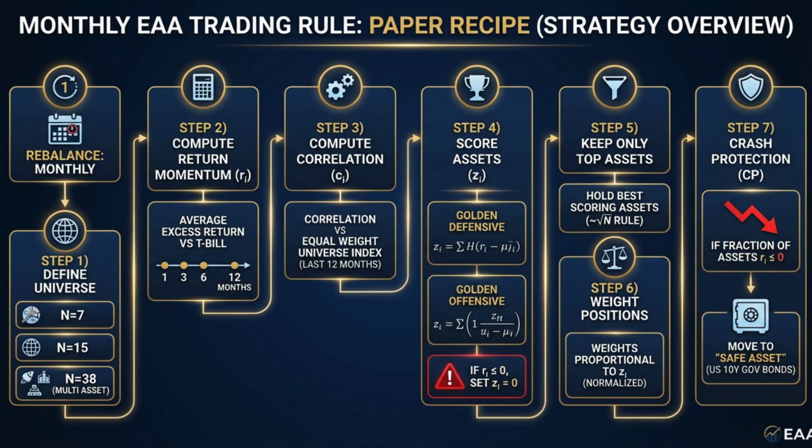Concentrate on the best ideas. Keep only the top slice of assets by score. The paper uses a rule that scales with universe size, roughly like holding about the square root of N with a cap. Allocate by score. Higher score gets higher weight.